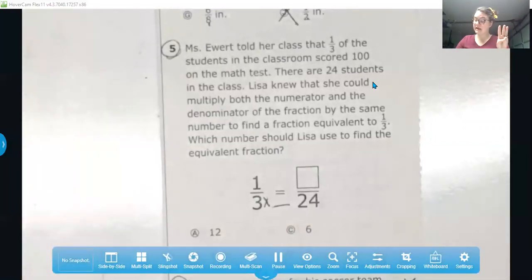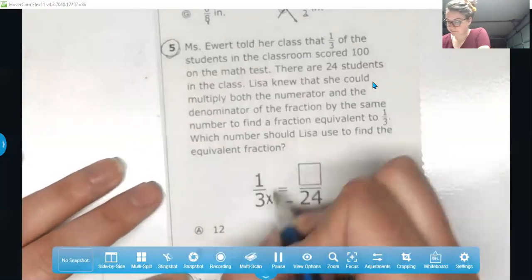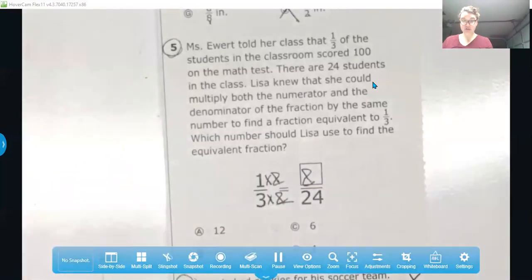3, 6, 9, 12, 15, 18, 21, 24. Oh my gosh. Need to be back in school. I've got 8. So 8 students scored 100% on the test out of the 24.